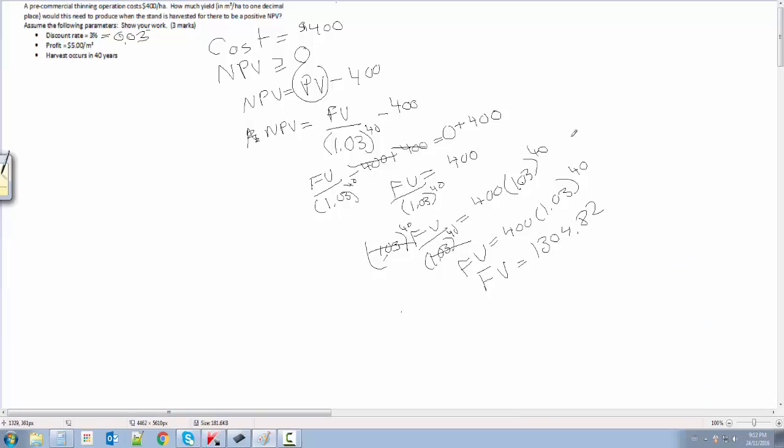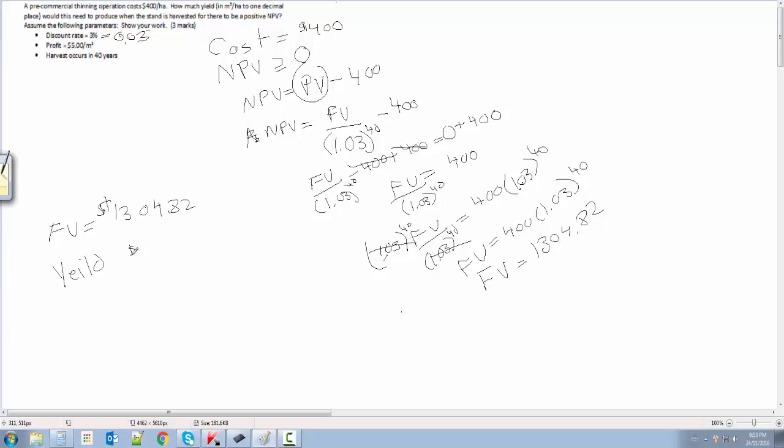All right, now so at this point the future value has to equal 1304.82 in order for our net present value to be 0. Now, how does this equate to profit? Well, we know that this is dollars, and we want to know the yield. Our profit on the yield is going to be $5 per meter cubed of wood.